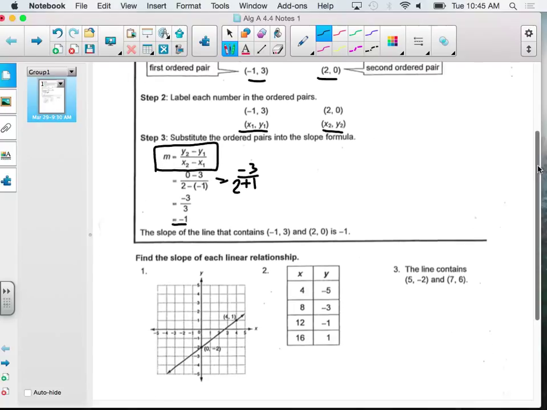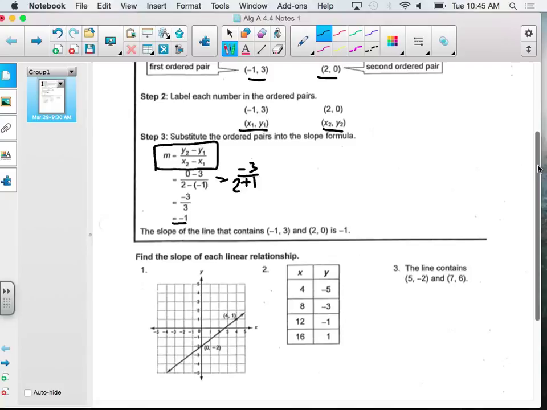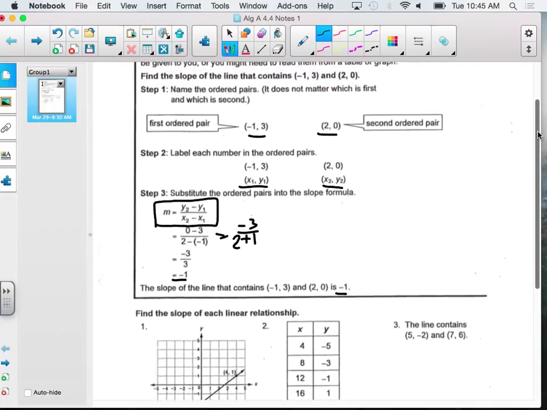So after we found our slope, it says the slope of the line that has points -1, 3, and 2, 0 is -1. What would have happened if we had flip-flopped? If we had said this was our first pair and this was our second ordered pair?